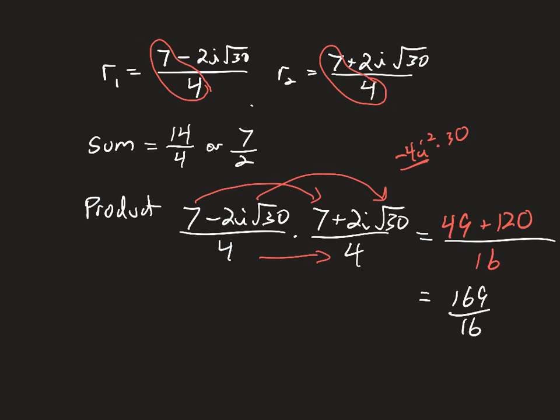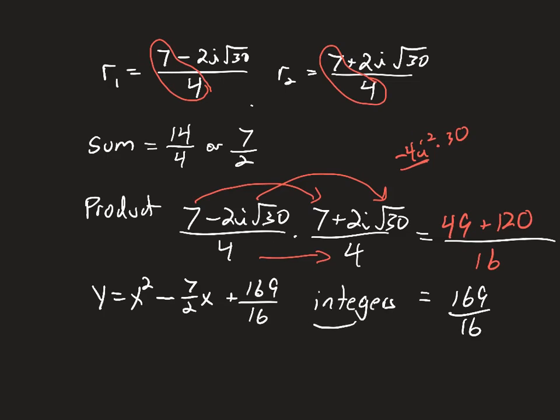So if you pop that into our formula, what we end up having is y equals x squared minus 7 halves x plus 169 over 16. Now, these questions are asking for integral coefficients. That means these need to be integers, and they are not integers. So what you do is you multiply by the largest of those denominators, which is 16. So you multiply the whole thing through by 16, and you get the following.